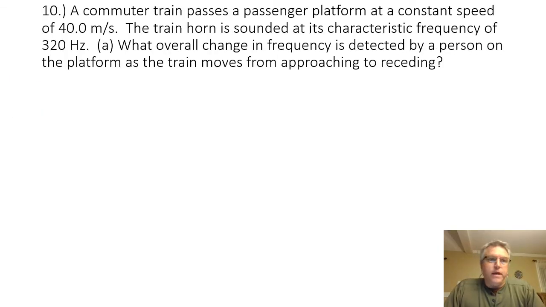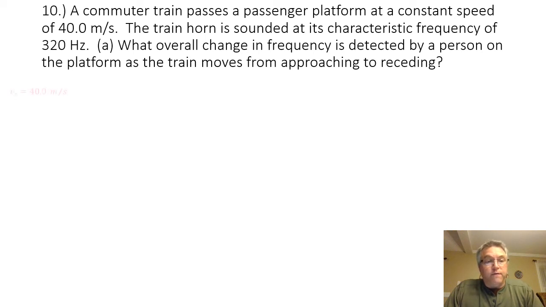Problem number 10. A commuter train passes a passenger platform at a constant speed of 40.0 meters per second. The train horn is sounded at its characteristic frequency of 320 hertz. Well, first thing I want to know is what overall change in frequency is detected by a person on the platform as the train moves from approaching to receding.